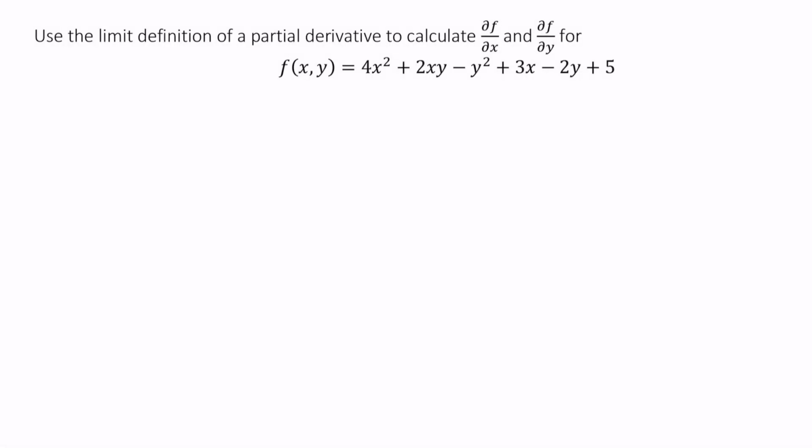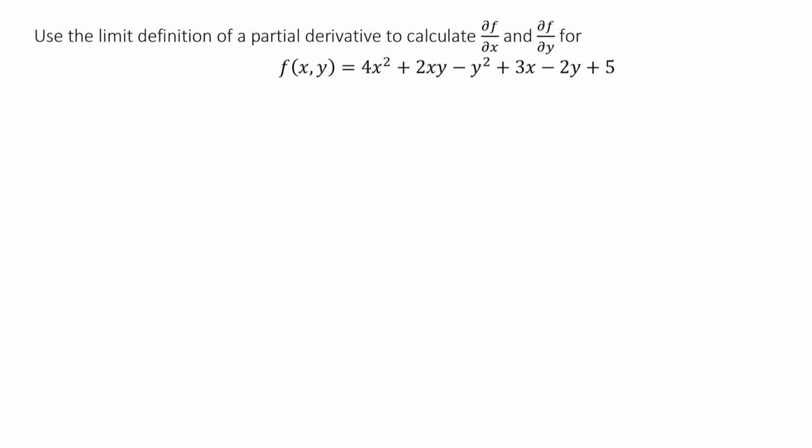Welcome. In this video, I'm going to torture everyone a little bit and use the limit definition of the partial derivative to calculate the partial derivative of this function f with respect to x and the partial derivative of this function f with respect to y. And I think I'm mostly torturing my calculus students who don't want to do this, but we're going to get through this and then I'll show you the easy method.